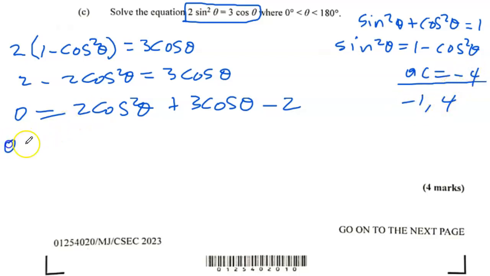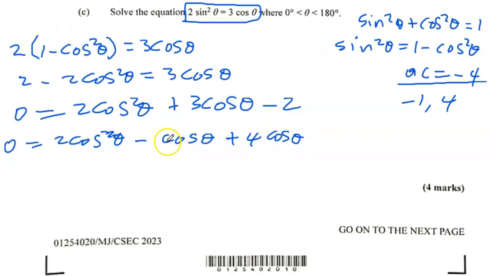These numbers would add to give +3 and multiply to give -4. So we can rewrite the middle term. So 2 cos square theta, and then the 3 cos theta I can write as minus 1 cos theta plus 4 cos theta. Or I could have said 4 cos theta minus cos theta, as long as I end up with 3 cos theta in the middle, minus 2. And of course we can factor by groups now.